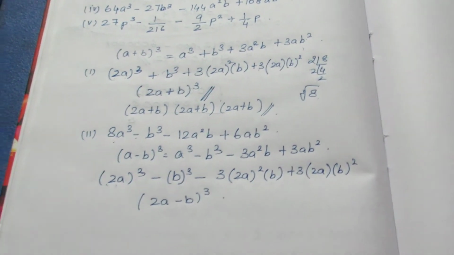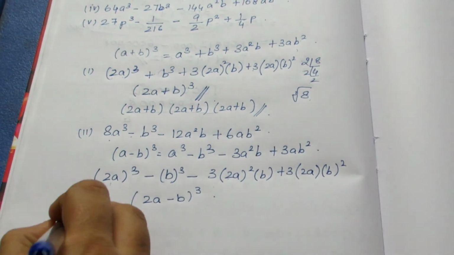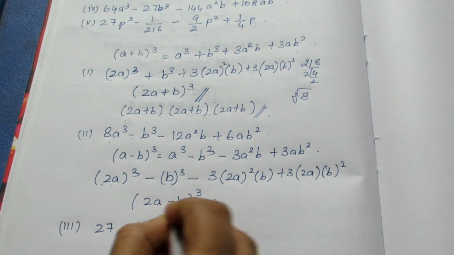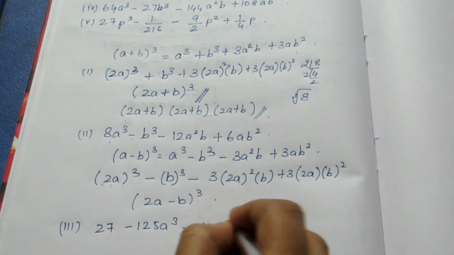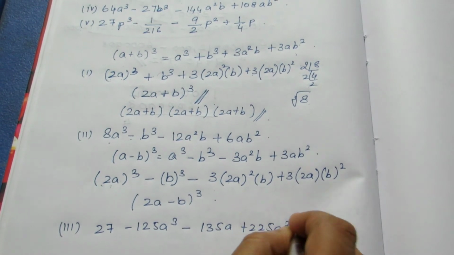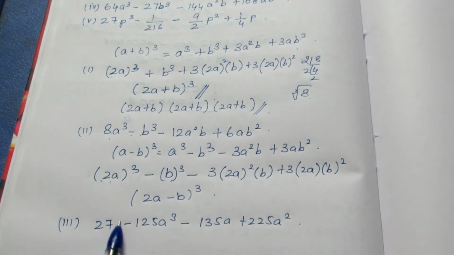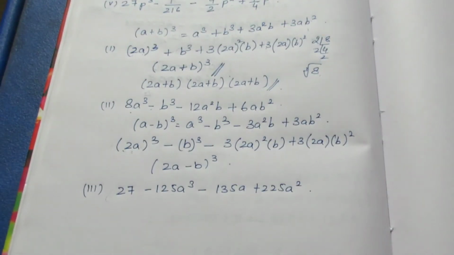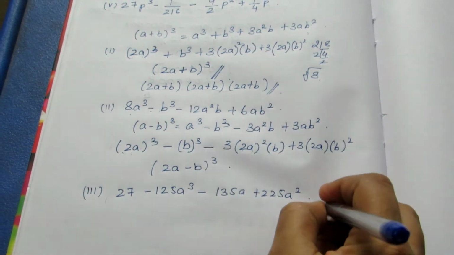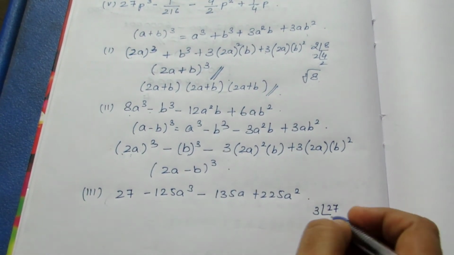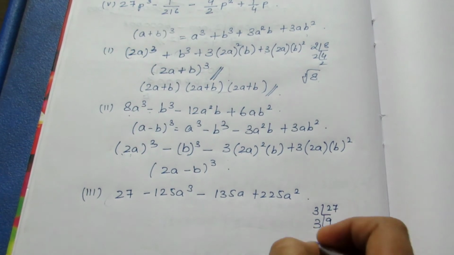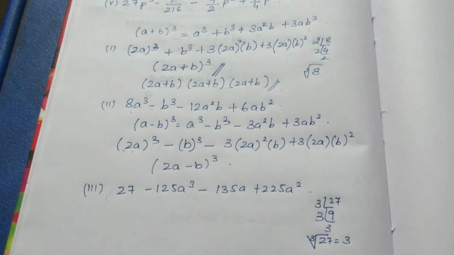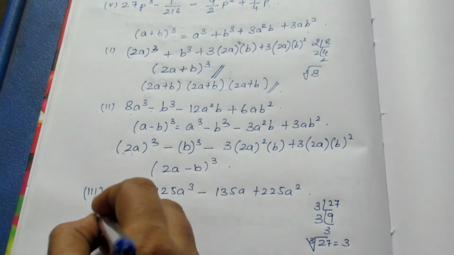We'll move on to the third one. In the third one, it is given as 27 minus 125a cube minus 135a plus 225a square. Yeah, it is not in cube, but we can take the cube root of 27 to find the value of a. It goes in the 3 table, 3 9s are 27. If we take the cube root of 27, we get 3. So here we can write this as 3 cube.